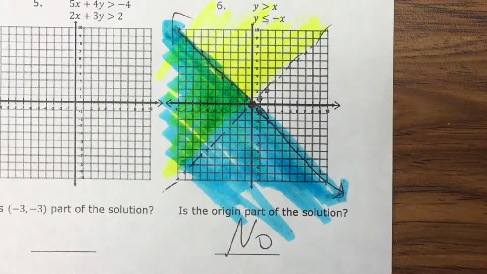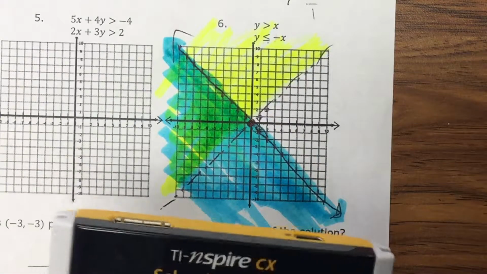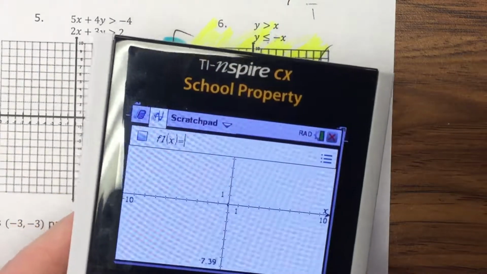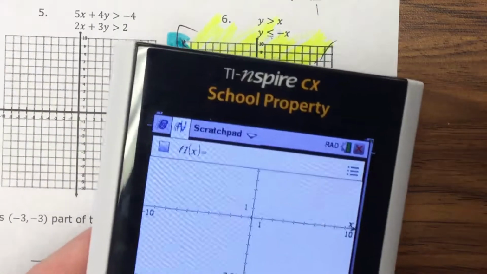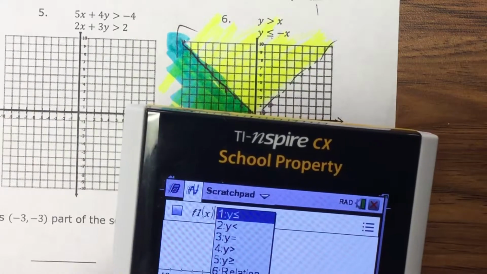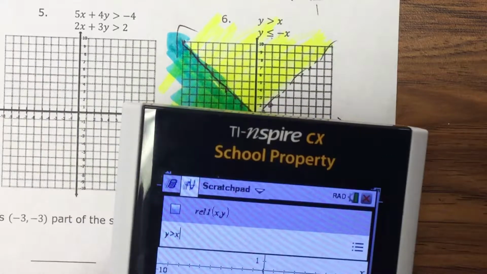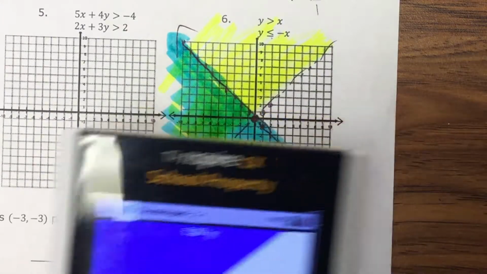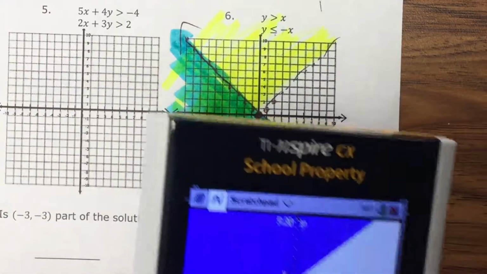Before we stop, I'm going to go ahead and do it in the calculator real quick, just to remind you, even if you feel like you're doing it right, check it in the calculator. Okay, so I'm going to go to my graph. Y is by itself here, so I'm not going to go to my relation screen. I'm just going to go delete and then go to my greater than and then type in my x. Y is greater than x, and there it is. Looks just like my yellow one. There it is. Now I hit tab.